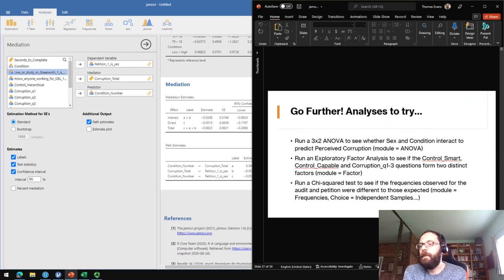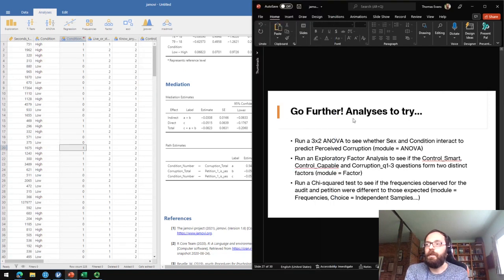Again, that's great. Now, this is the point at which I'm going to encourage you to have a further play around with jamovi. So I've got 3 bigger questions, I guess, to leave you with to try. So the first is to run a 3x2 ANOVA and to see whether sex, which is obviously male, female, and not one of those, and condition, which is high or low, so 3x2, interact to predict perceived corruption. And just a little handy note here that the module you might want to try is ANOVA.